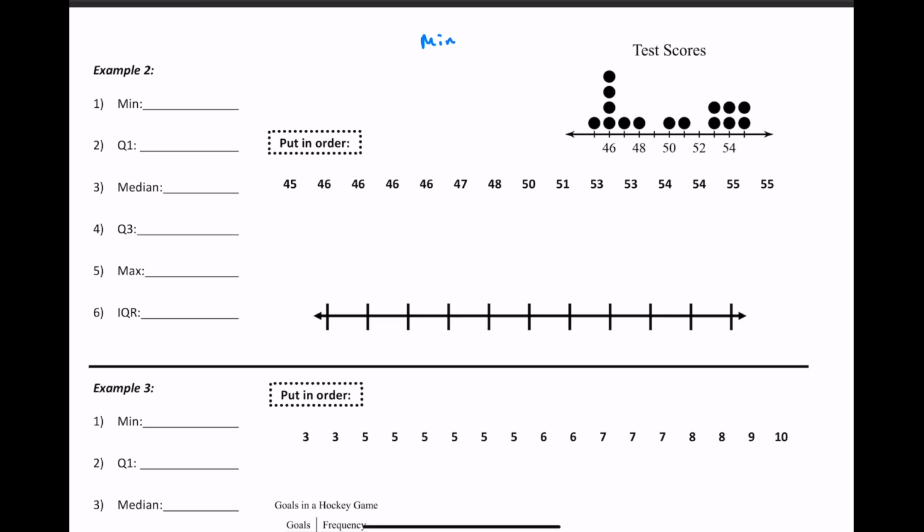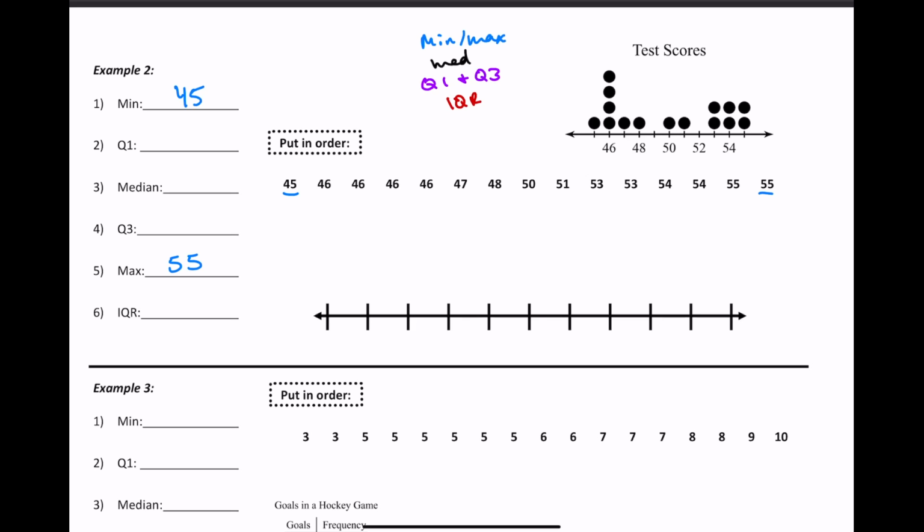Our minimum, again, you want to do your order. You want to do min and max. Then you want to do your median. Then you want to do your Q1 and Q3. And then you want to do, last but certainly not least, your IQR. Okay, so minimum, 45. That's our smallest number. Maximum is our biggest number, which in this case is a 55.